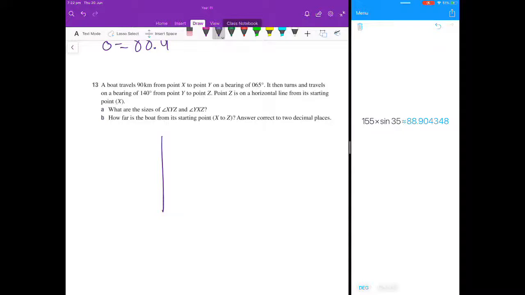Alrighty, 13. A boat travels 90 kilometers from X to Y on a bearing of 65. So 065. Got our compass down because, bearings. 65 goes up in this lovely bit here. It then turns on a bearing of 140 to point Y. From point Y to point Z, which means we're going to have a whole lot going on. Z is on a horizontal line starting from point X, which means it's going to be on that Y.